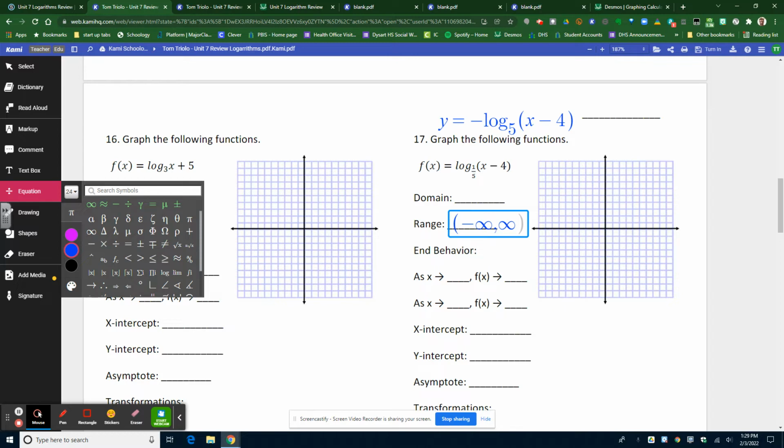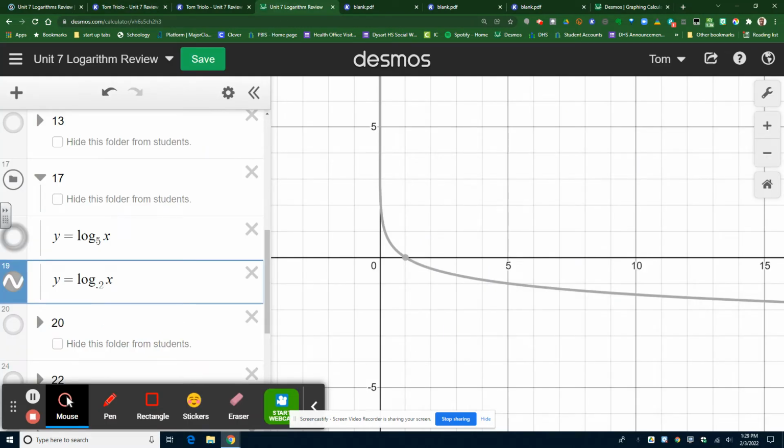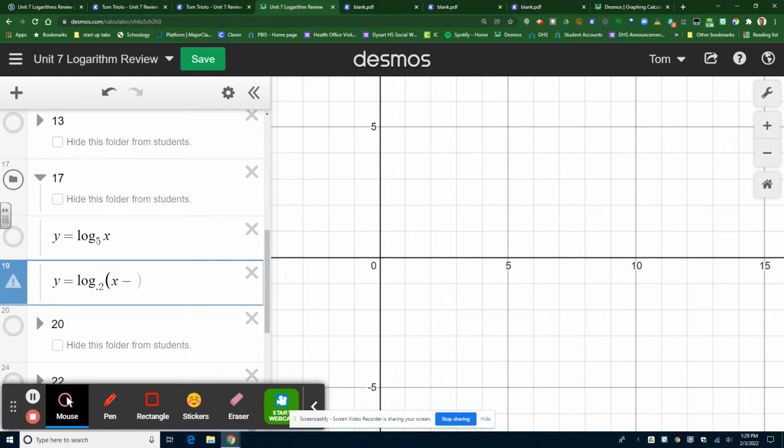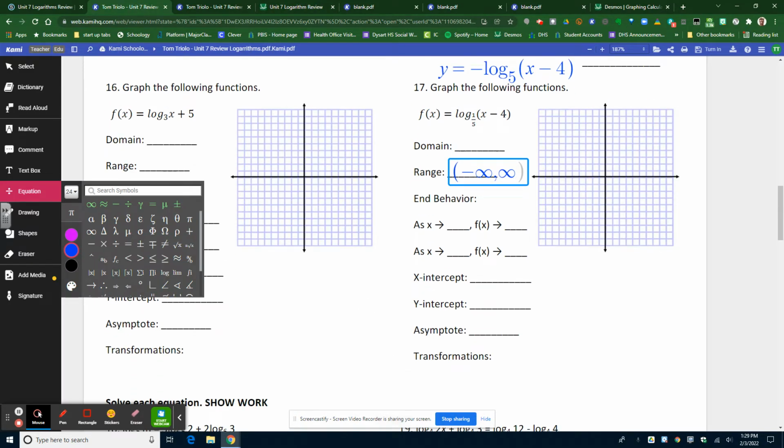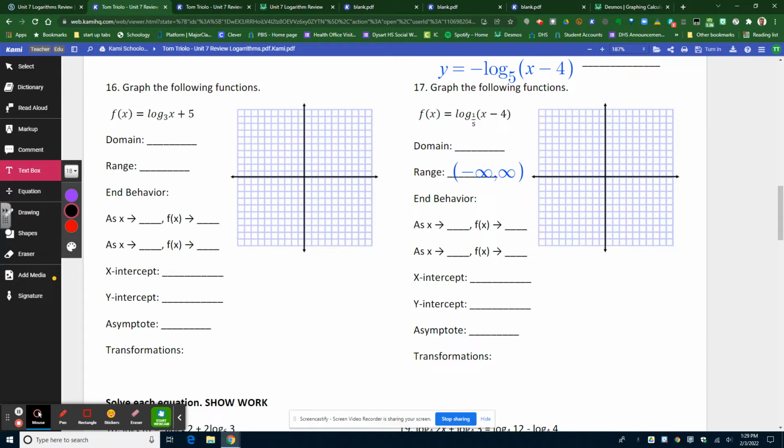Domain, I need to tweak my graph here because right now I just have x. So x minus 4, watch what happens. Shifts it 4 to the right. Hey, that sounds like a transformation. Why don't I put that down here where it says transformations? And if you want to write the transformation, you can do it one of two ways. You can just say moves 4 to the right. Okay, 4 to right.